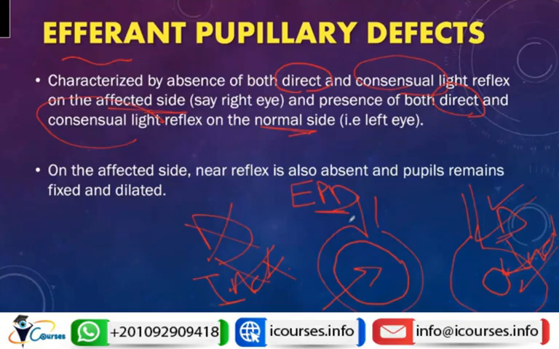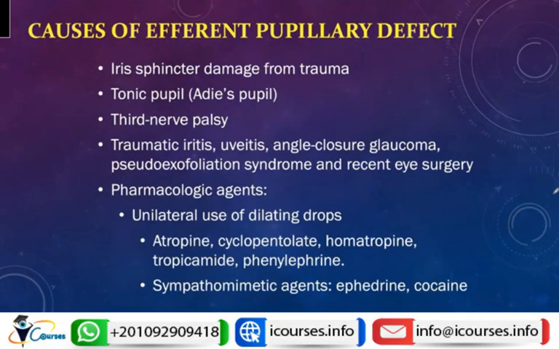So in case of, again, the efferent pupillary defect, there will be absence of both direct and indirect reflexes, and the normal eye will show normal direct and indirect reflexes. Okay, so why do we always have a dilated fixed pupil in the affected eye?